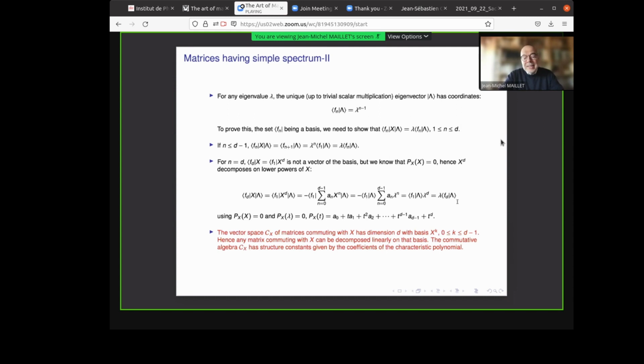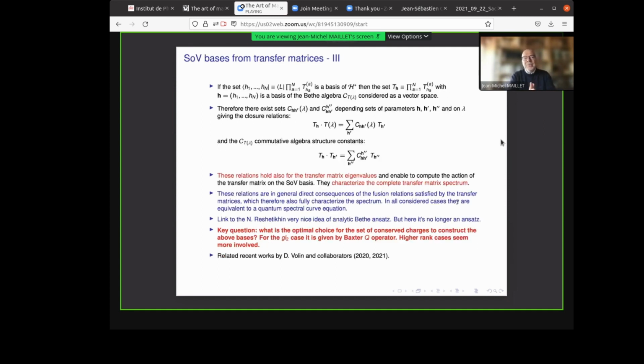Okay, so this is linear algebra. So let me go back to the SOV basis for transfer matrices. So if I go back to my simply a basis, suppose I have such a basis with some TAHA, which is a basis of H star.